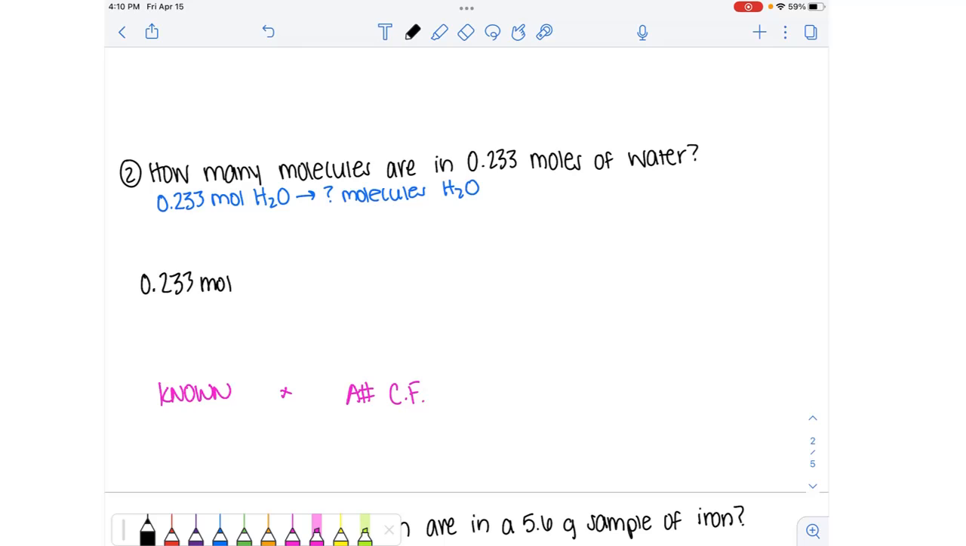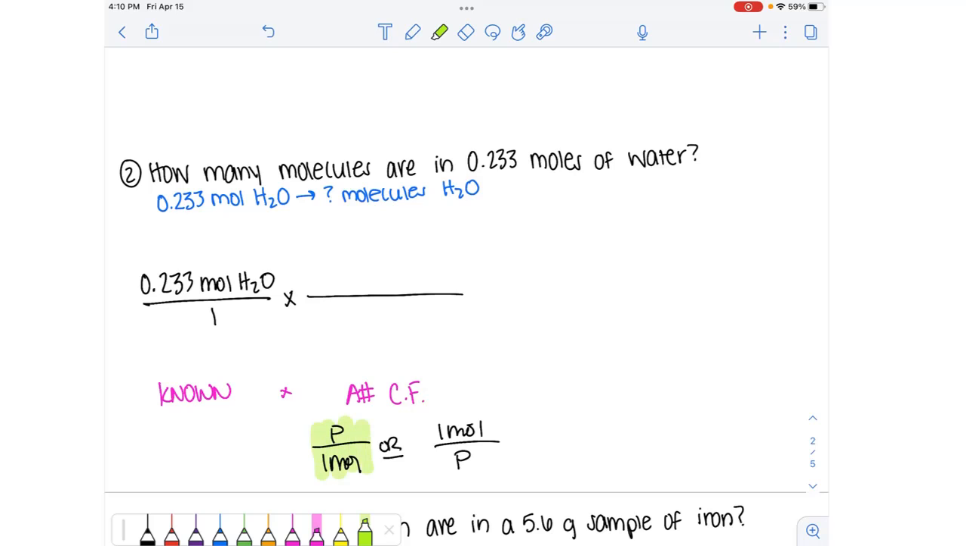0.233 moles of H2O over 1. There's our starting fraction. And we're going to multiply this by the conversion factor. So here we've got particles per 1 mole or 1 mole per Avogadro's number of particles. Take a second to think about which one's going to make your units cancel. And hopefully you chose this one right here. So we're going to plug in 1 mole of water on the bottom. And on the top goes Avogadro's number, 6.02 times 10 to the 23rd molecules of H2O.